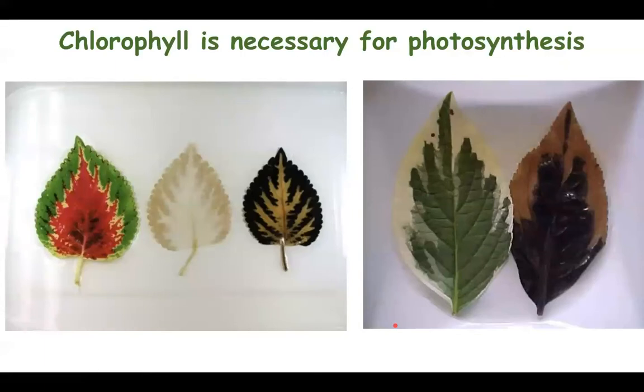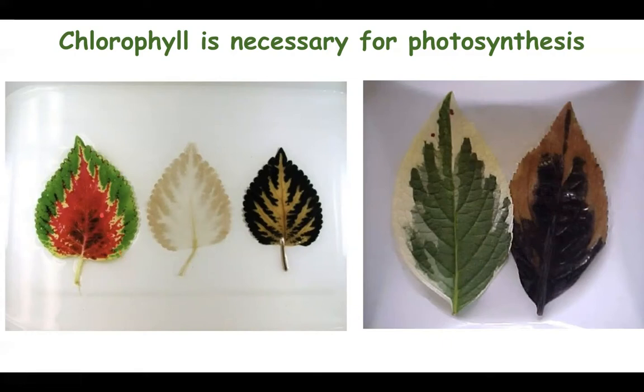This is an experiment to demonstrate that chlorophyll is needed for photosynthesis. A destarched plant is exposed to sunlight for an hour or so. After an hour, the leaves are taken, one of the leaves is taken, and the same starch test is performed.